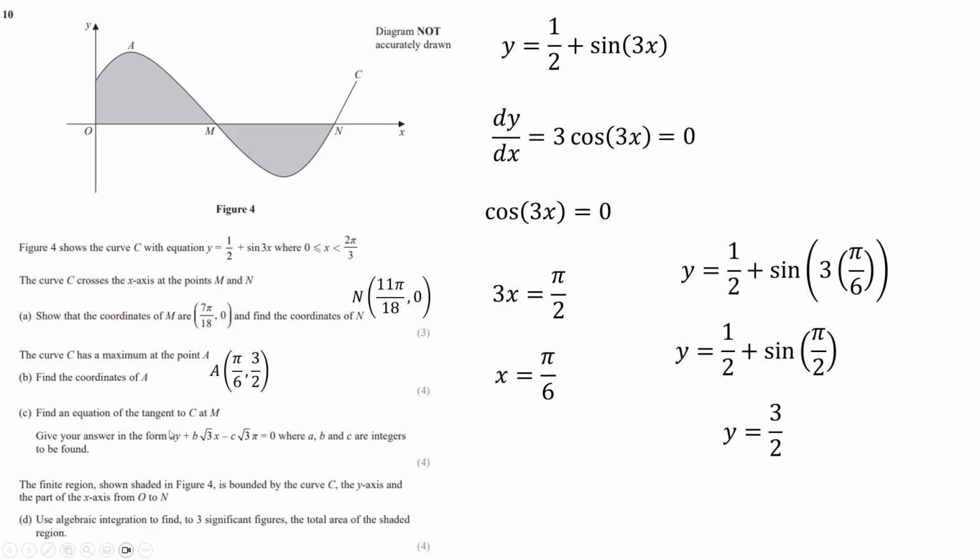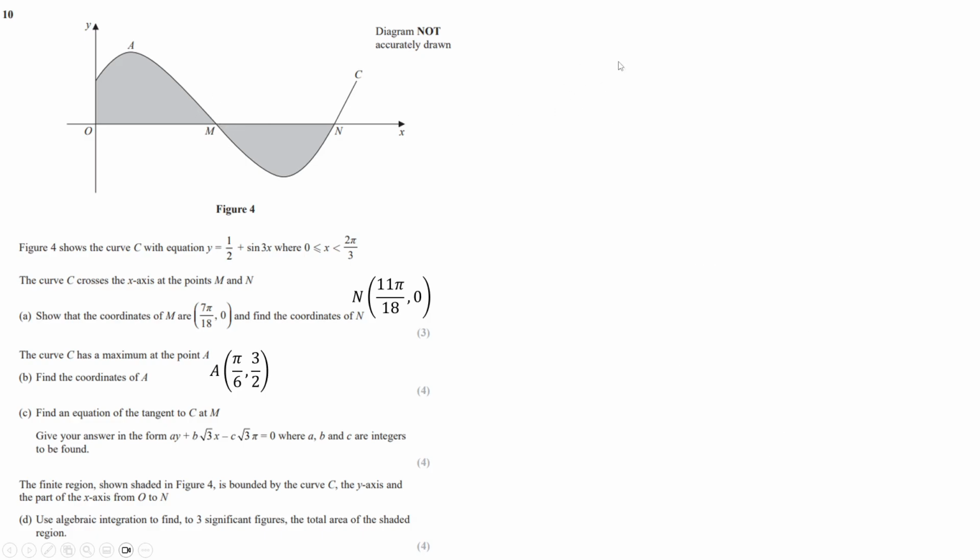Find an equation of M. Find the equation of the tangent at M. Okay, so we just want the gradient here. We've got what the first differential is. It's this. And we know that the x coordinate of M is this. So plug this into there to get that.